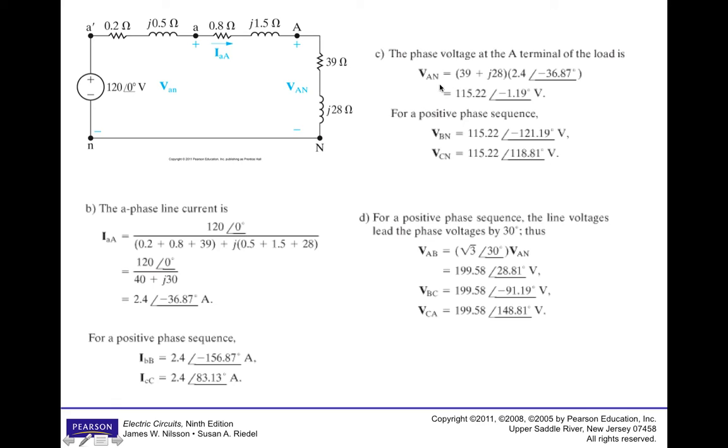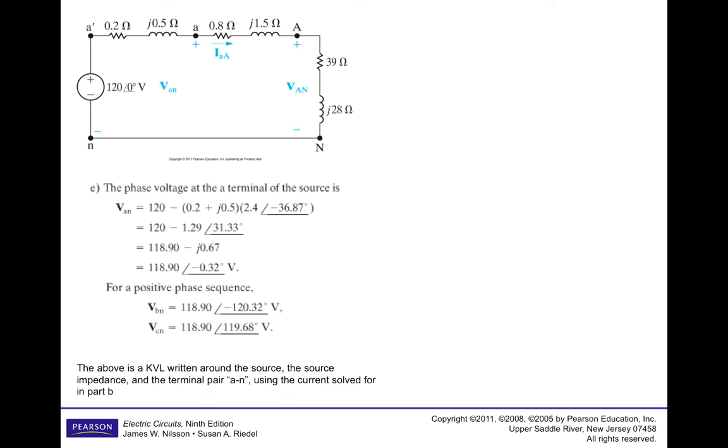So if you take VAN from part C and plug that into this equation and do the phasor product, you'll get this result. And we only have to do that once because, like the line currents, the phase voltages iterate with negative and positive 120 degrees respectively. So we can basically just write down the result for the BC and CA line voltages based on what we saw in part C.